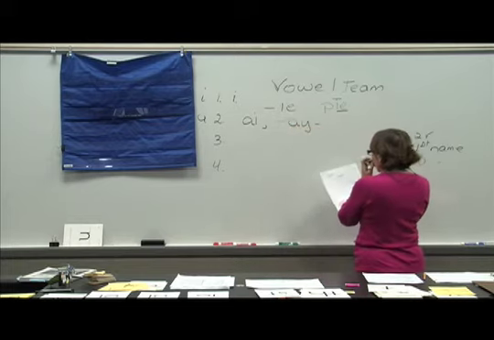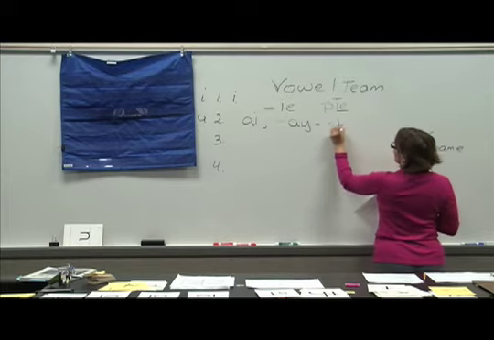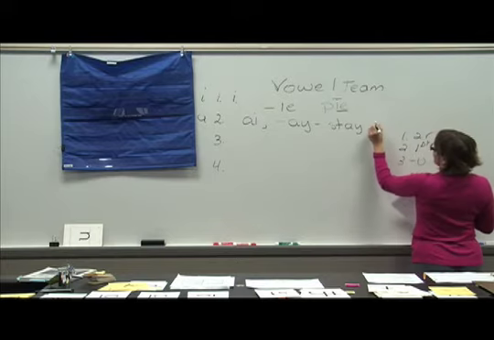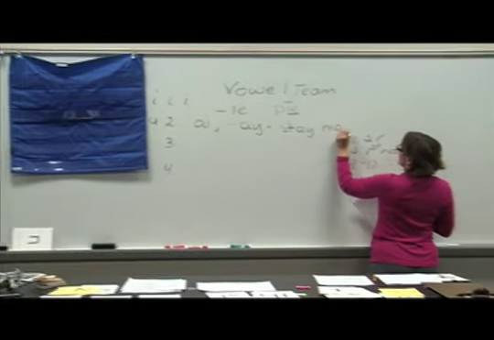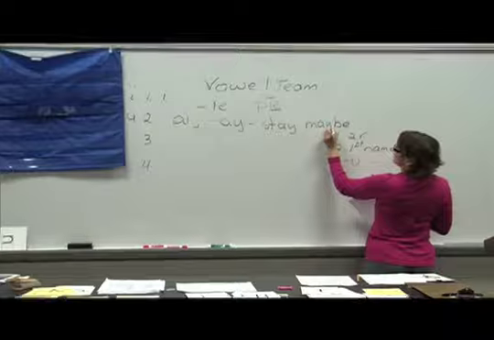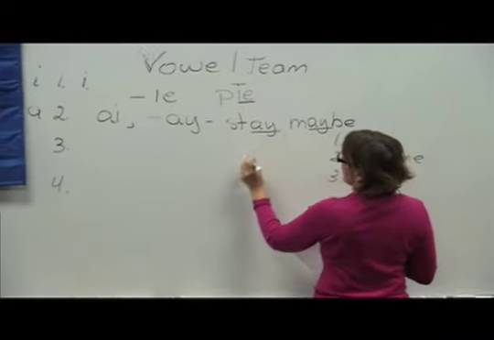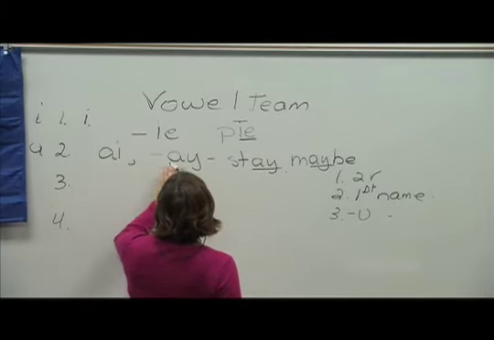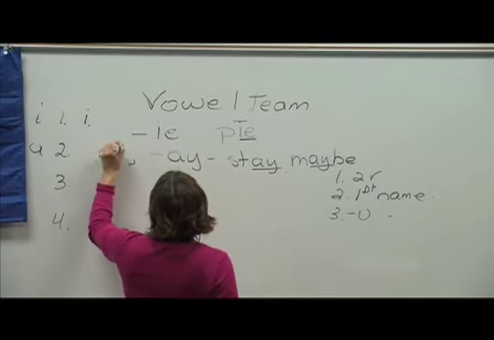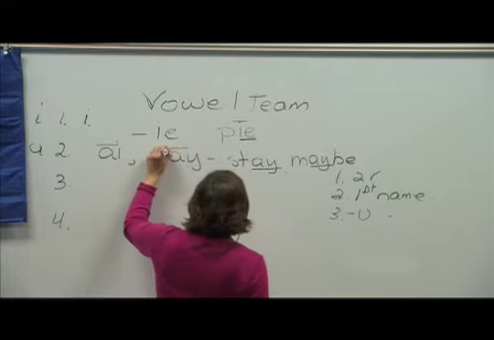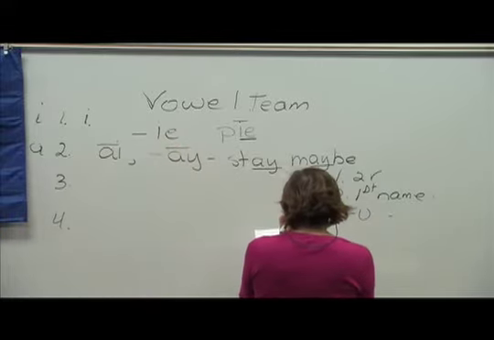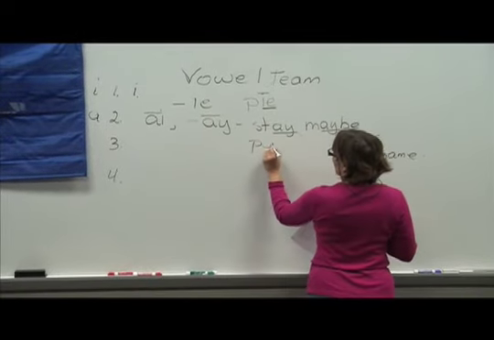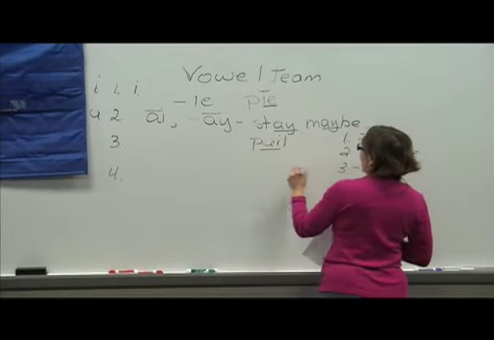For example, like the word stay and the word maybe. Okay, there's the team, there's the team. And the sound in the AI or AY is the sound of long A. All right? Let me give you a long A, let's see, I don't have an A there. Oh, pale. How about that? P-A-I-L. So there's an AI for you.